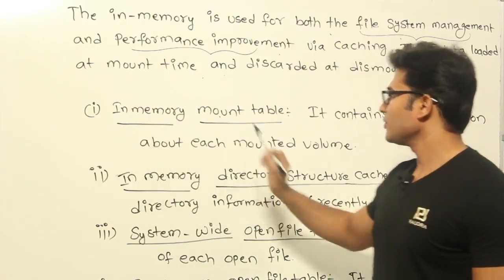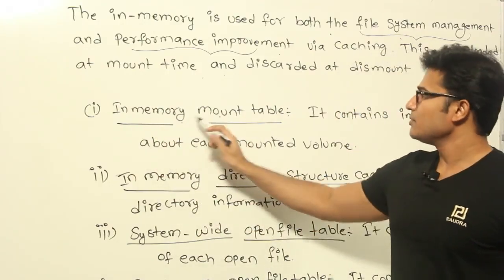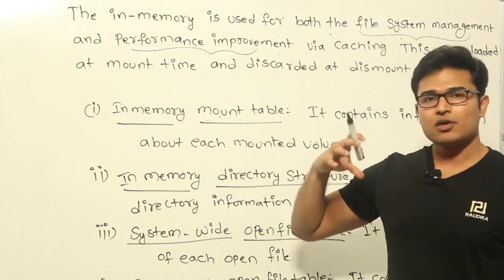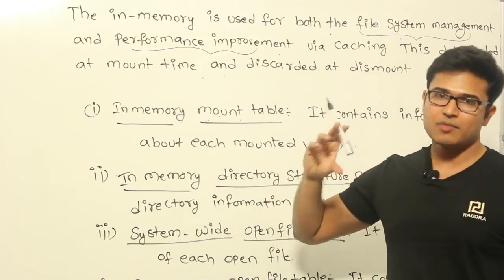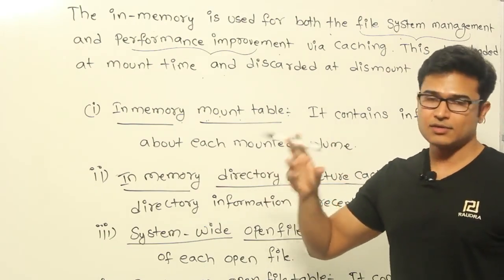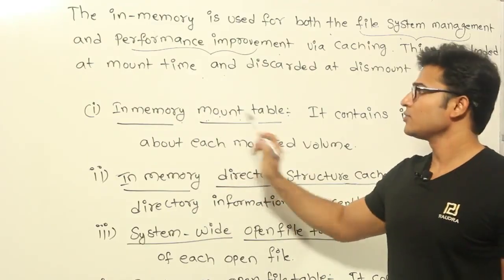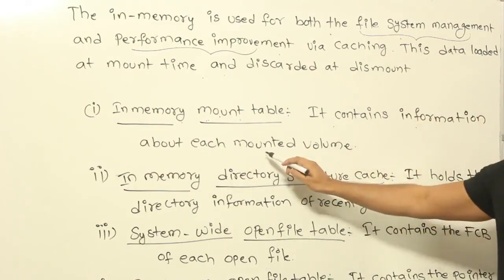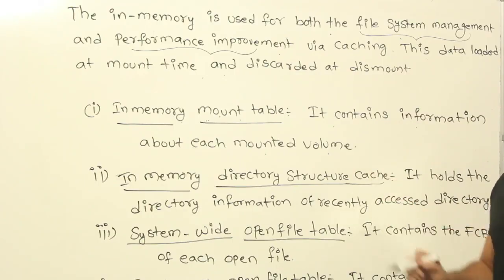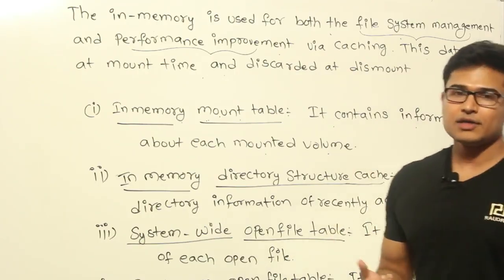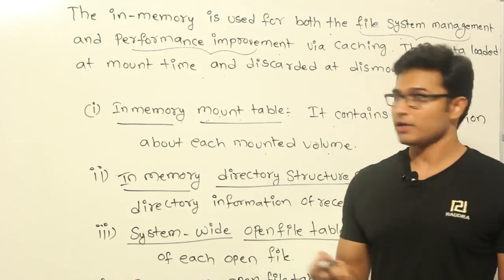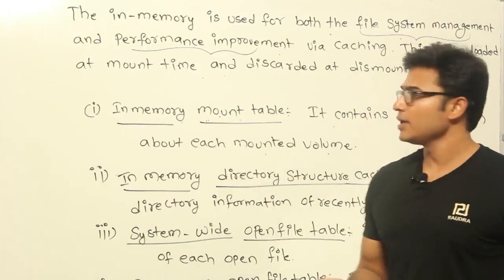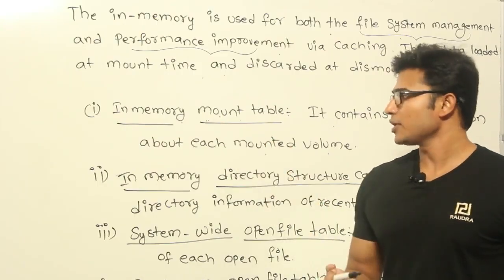Now inside the memory we are going to have something called the in-memory mount table. This table is going to tell us about what are all the hard disks or the partitions or the memory devices which are connected to the computer, right? It contains the information about each mounted volume. So either it is a pen drive or a hard disk or a DVD, whatever it is, whenever you connect it, we are going to see that in the table, right? That is called the in-memory mount table.